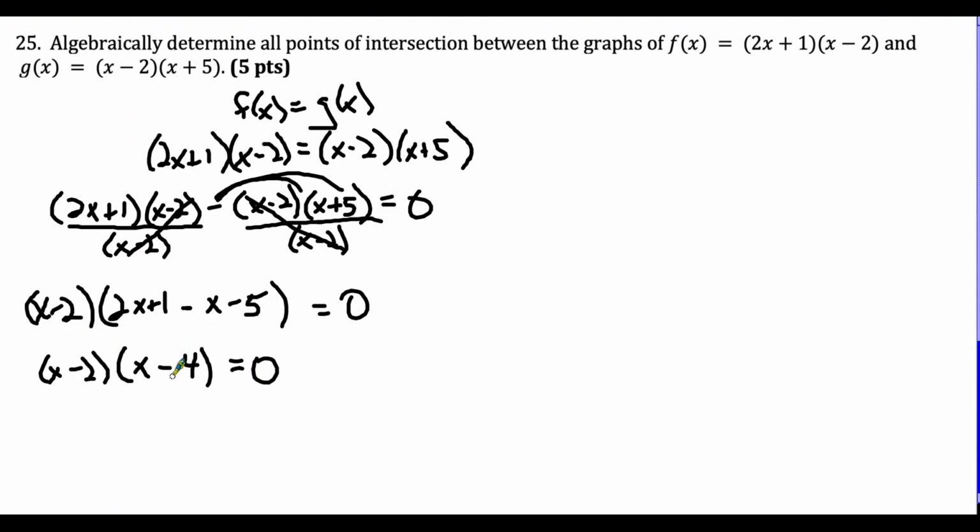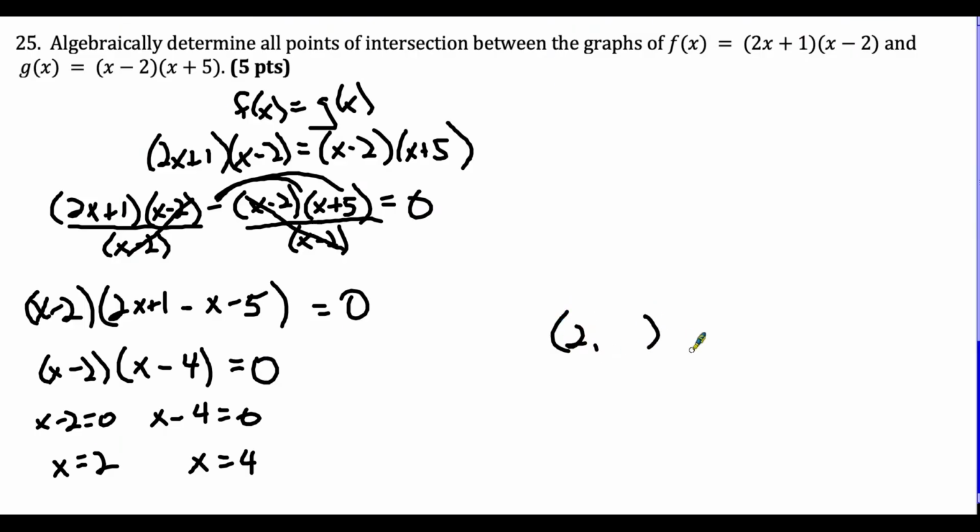Now that I have just two factors being multiplied set equal to 0, I can set each of those factors individually equal to 0 and solve. So for this one, just add the 2 over to the other side and I get x equals 2. For this one, add the 4 over and we get x equals 4. So what we've determined so far is we have 2 points of intersection. One of them has an x-coordinate of 2 and the other has an x-coordinate of 4.